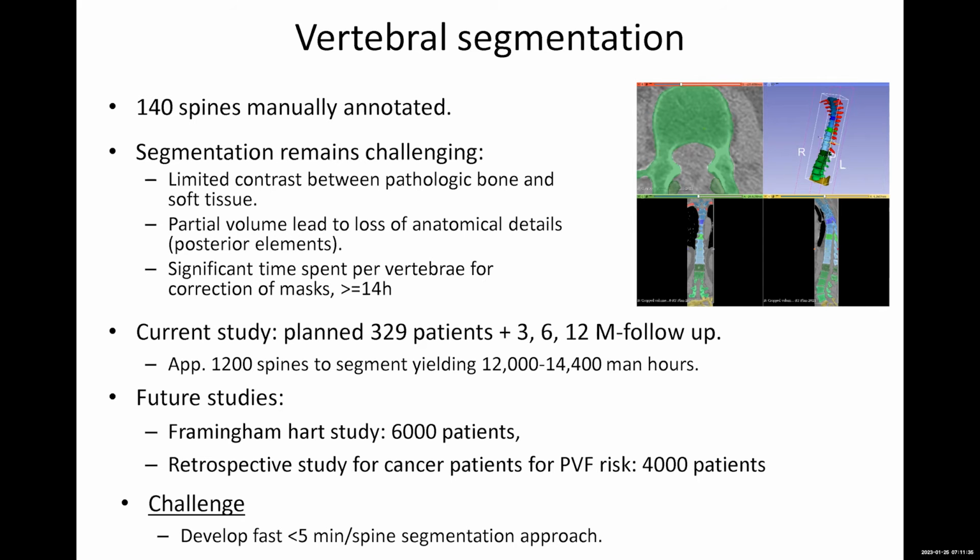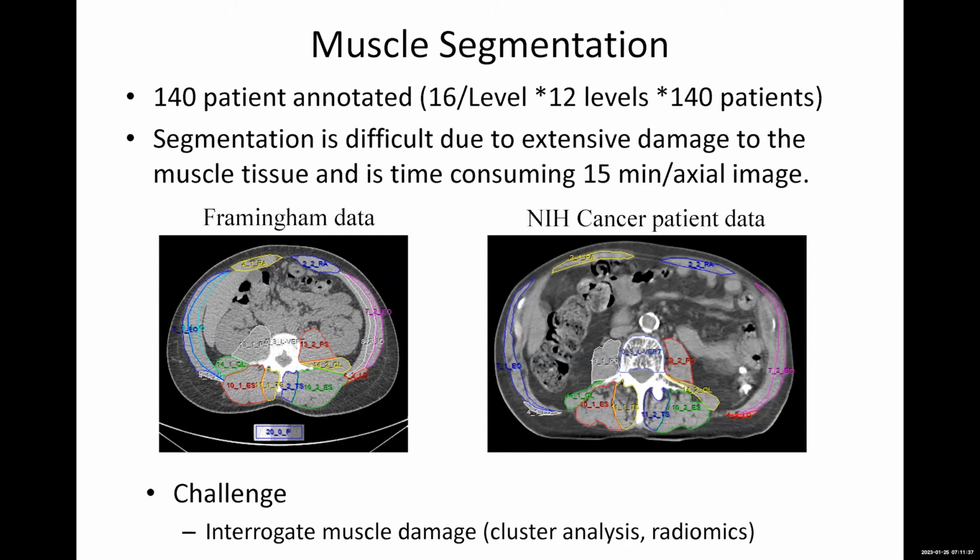Looking at muscles, for instance, we have 140 patients, and that's really one of the unique aspects of our study, which has been annotated for spine muscles. So we do it for every level. So we have essentially 16 levels times 16 muscles times 12 levels, 140 patients. You can understand it takes a long, long time.